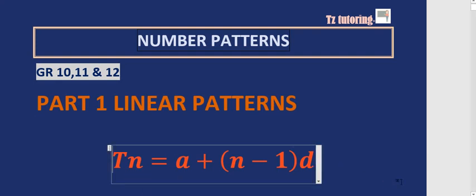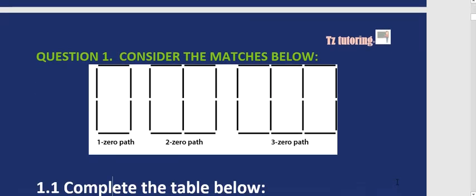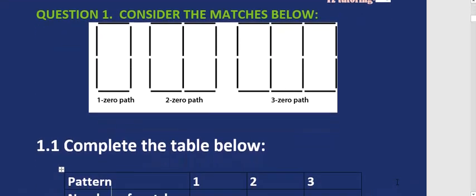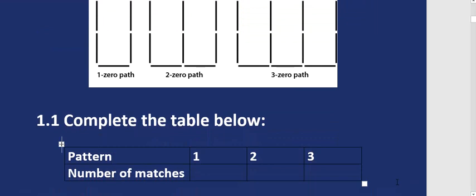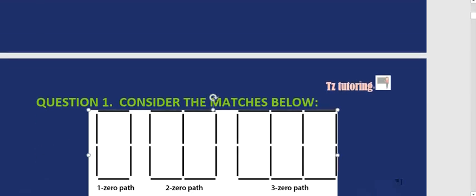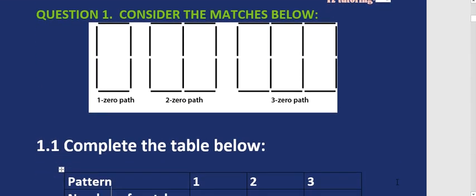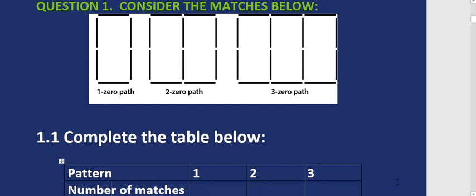All right, let's put that to some application, do a little bit of revision. Question 1 is very straightforward. You're being asked to use the diagram to complete the table, and that's easy. So all you do here is count the number of matchsticks. So let's start with pattern 1. We've got 1, 2, 3, 4, 5, 6 matches.